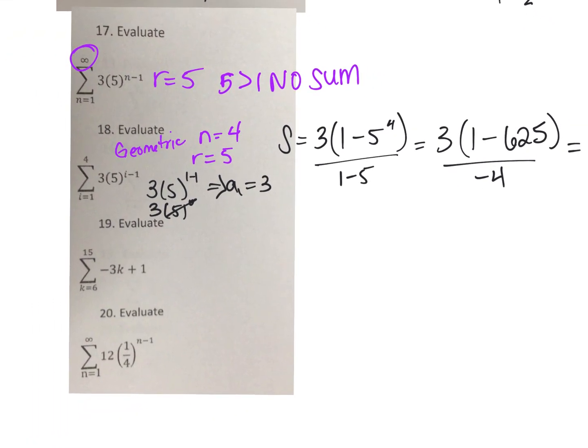Number 19. This is a linear type equation. There's no exponents. We're looking at arithmetic.